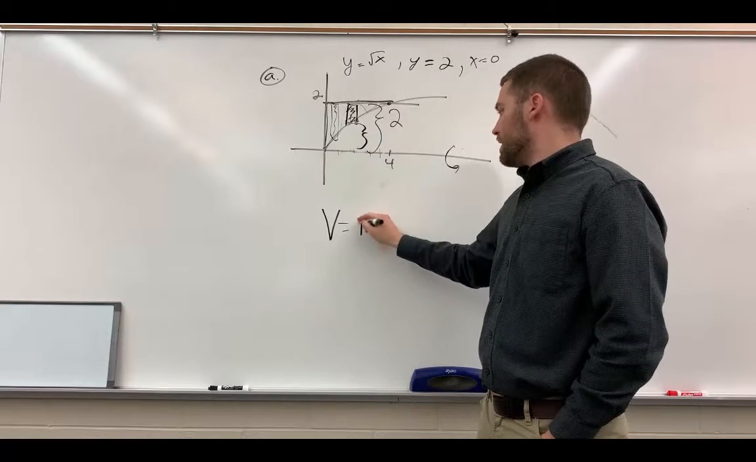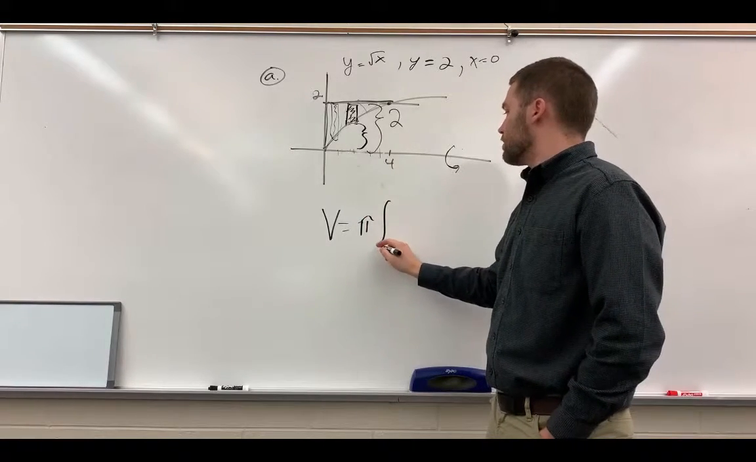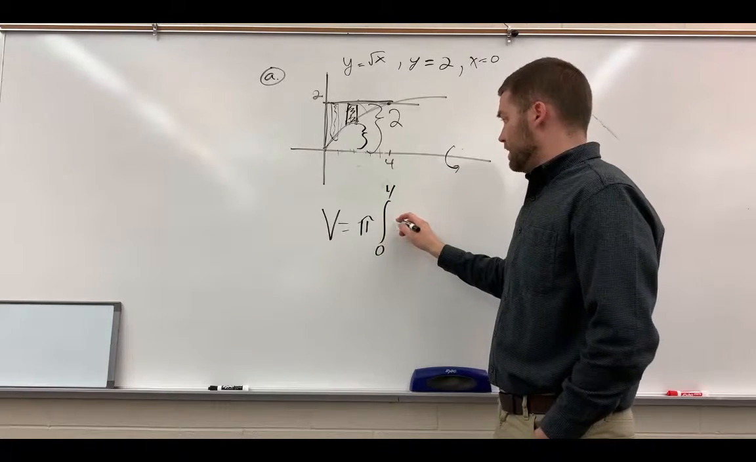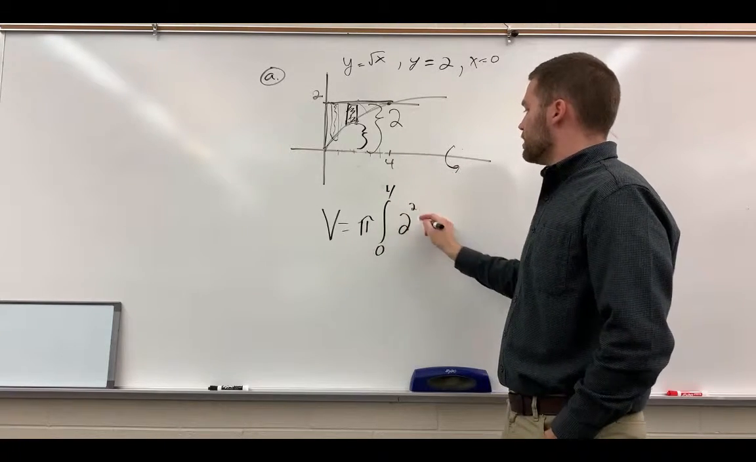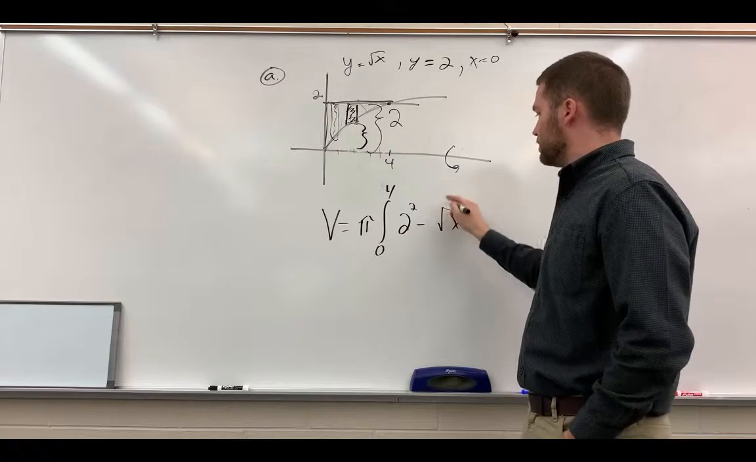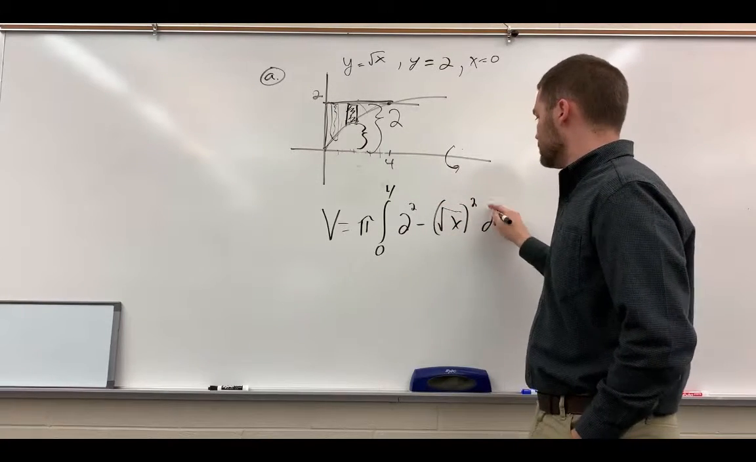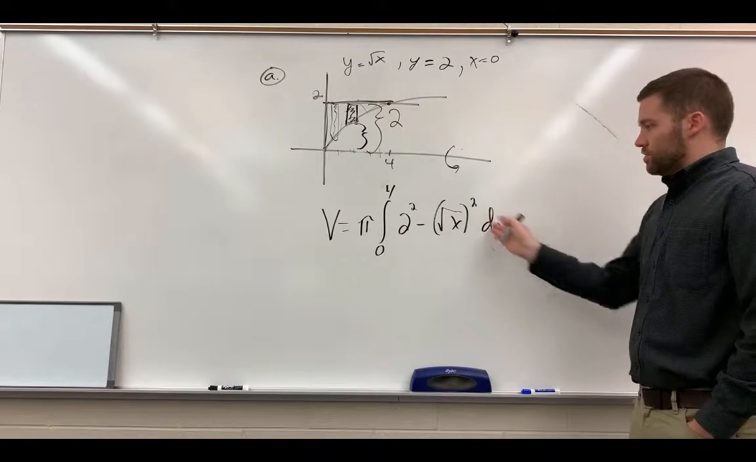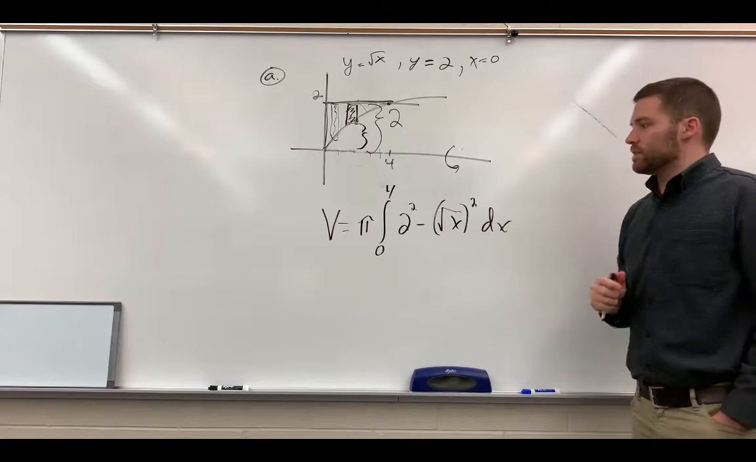So it's V equals pi times the integral from 0 to 4. We're on the x-axis here. And we're going to take the big radius squared, so 2 squared minus square root of x squared, all with respect to x. And that'll give you the volume. Trust that you can plug that into your calculator and get the answer.